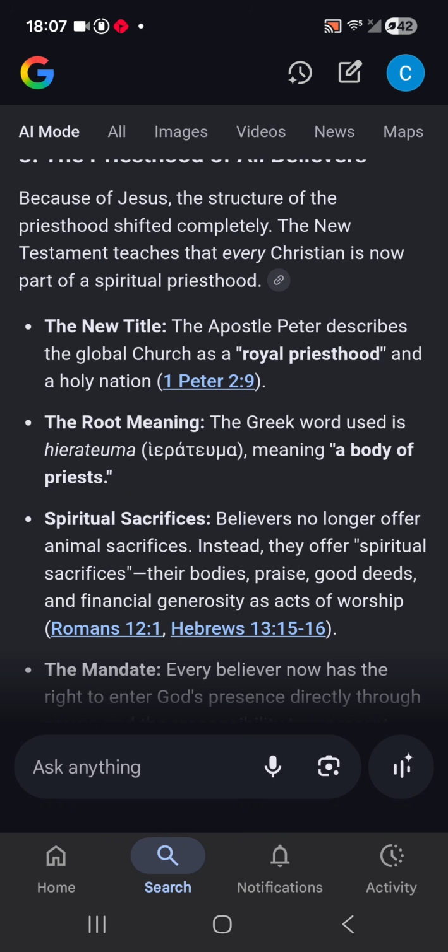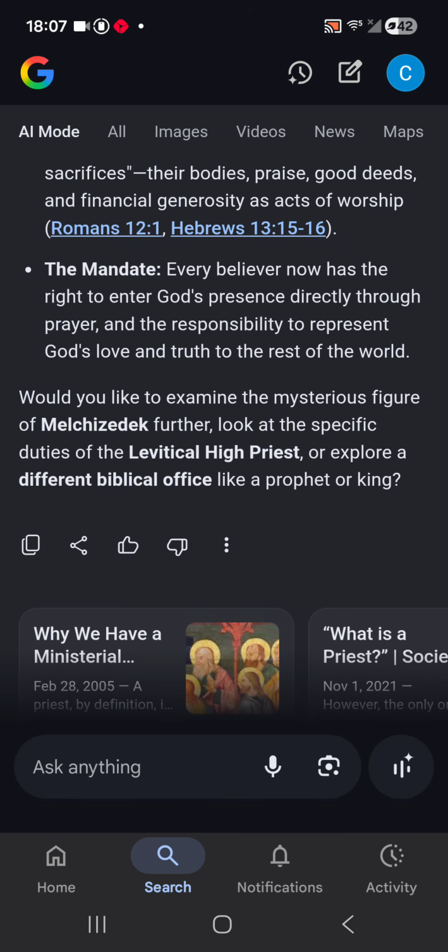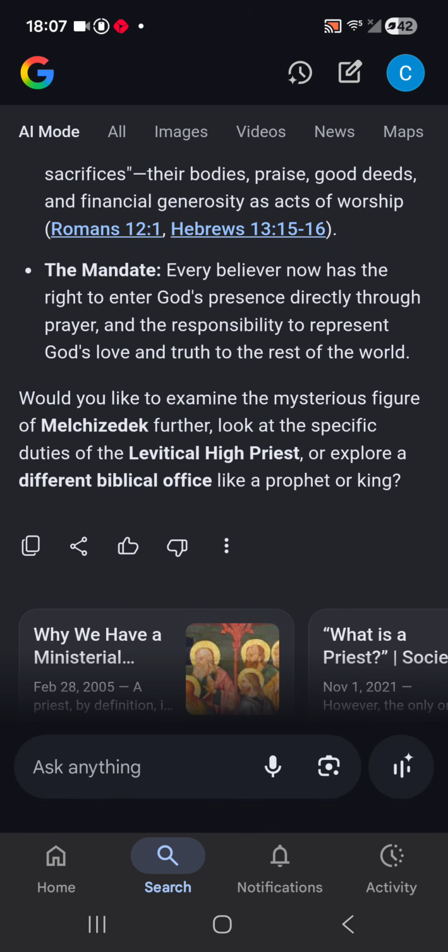Spiritual sacrifices. Believers no longer offer animal sacrifices. Instead, they offer spiritual sacrifices: their bodies, praise, good deeds, and financial generosity as acts of worship, Romans 12:1, Hebrews 13:15 through 16. The mandate: every believer now has the right to enter God's presence directly through prayer and the responsibility to represent God's love and truth to the rest of the world.